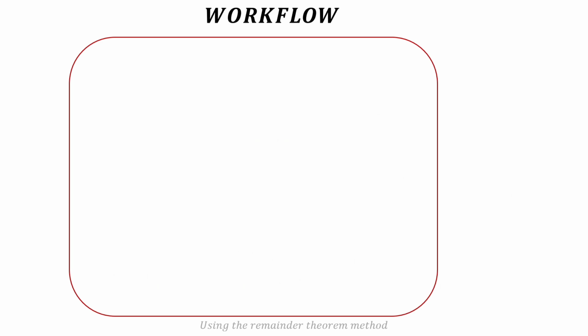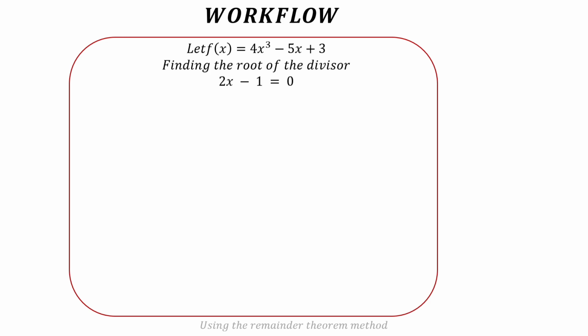So we start off by using the remainder theorem method. So let's say the expression we are using equals f of x. Okay, so we are representing the expression we have with f of x. So we have f of x equals 4x cubed minus 5x plus 3. Okay, so this is how the remainder theorem method works. Okay, so you find the root of the divisor, and you do so by equating the divisor to 0. So the divisor we have is 2x minus 1, and that is equal to 0.